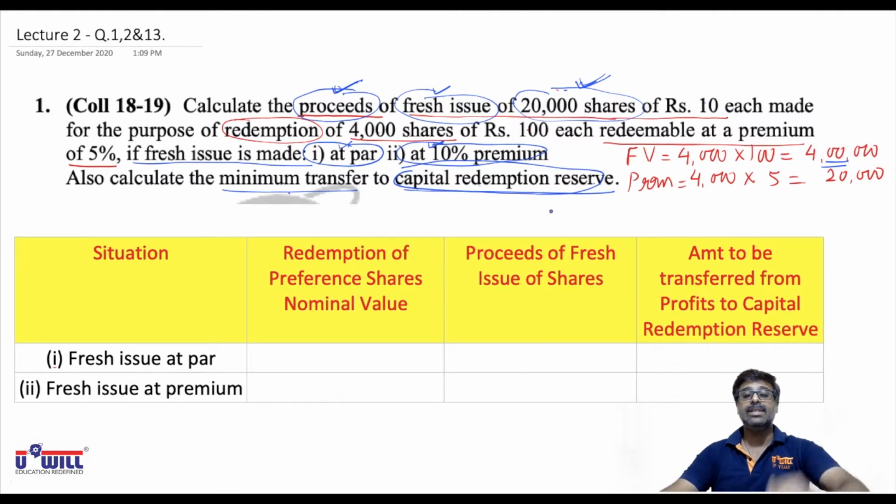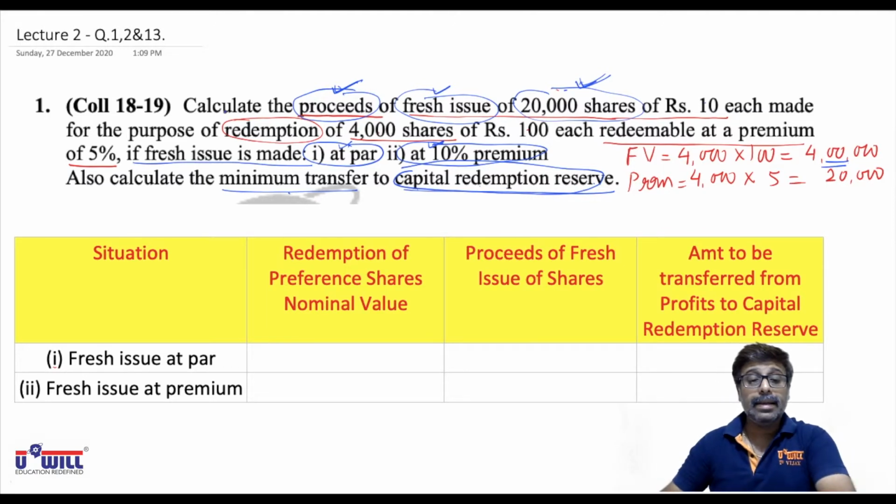I read the question once again, understand it properly. Calculate the proceeds of fresh issue of 20,000 shares of 10 each. If the fresh issue is made at par or at premium, what are the proceeds of the fresh issue? Then further, for the purpose of redemption of 4,000 shares of 100 each, redeemable at a premium of 5%, 4,000 into 100, 4 lakhs we have to repay towards the face value, and 100's 5% premium is 5 rupees, so 4,000 into 5, 20,000 we have to pay towards the premium.